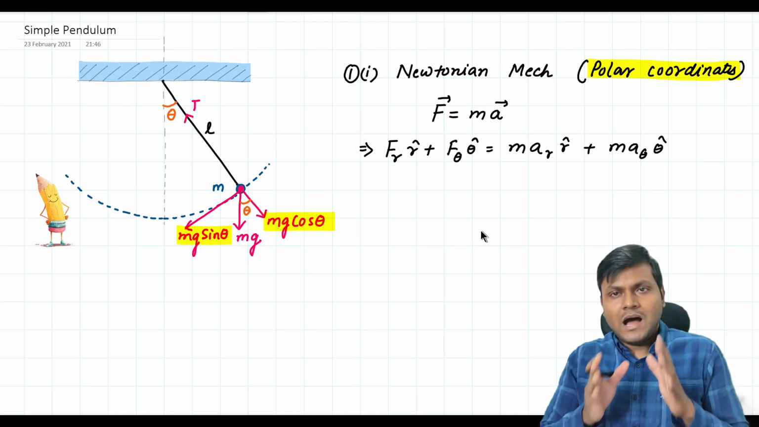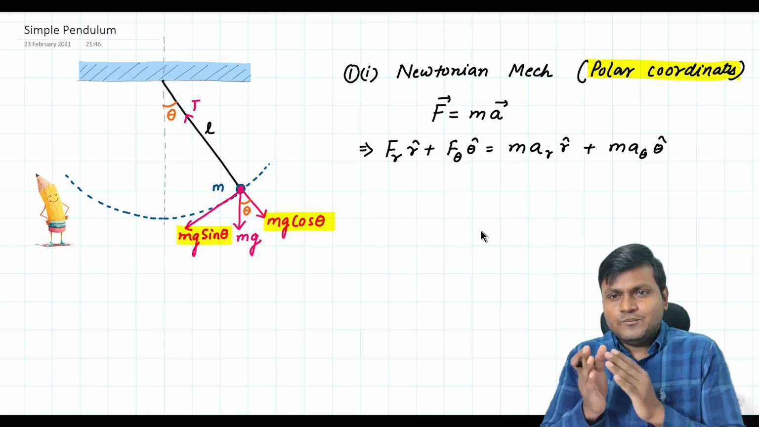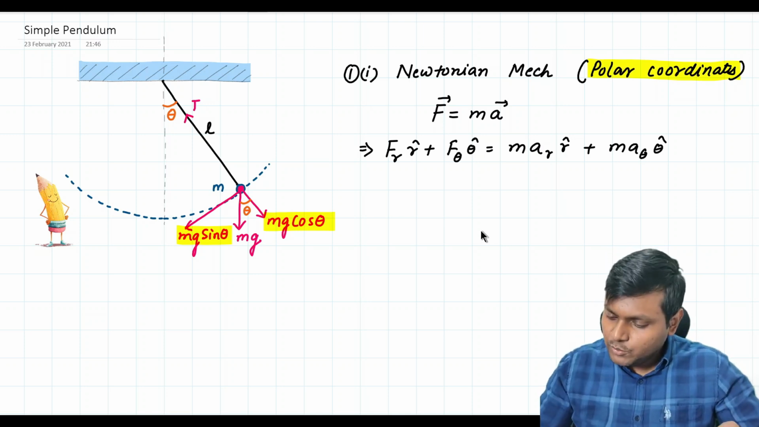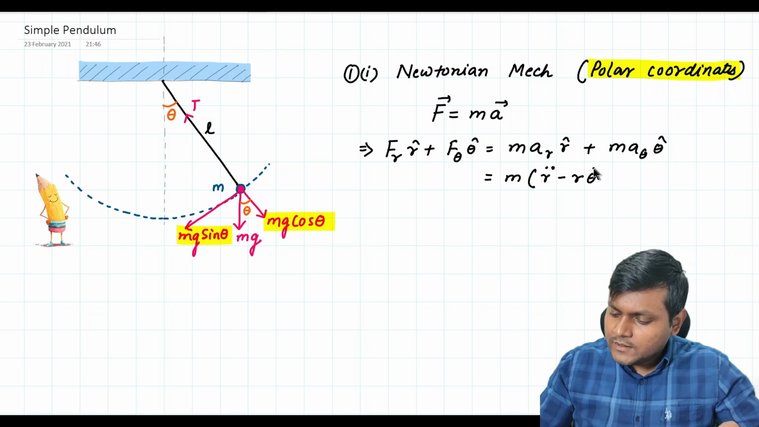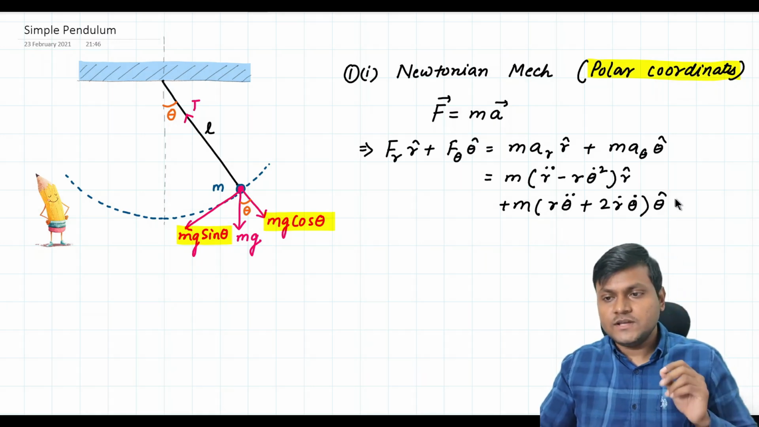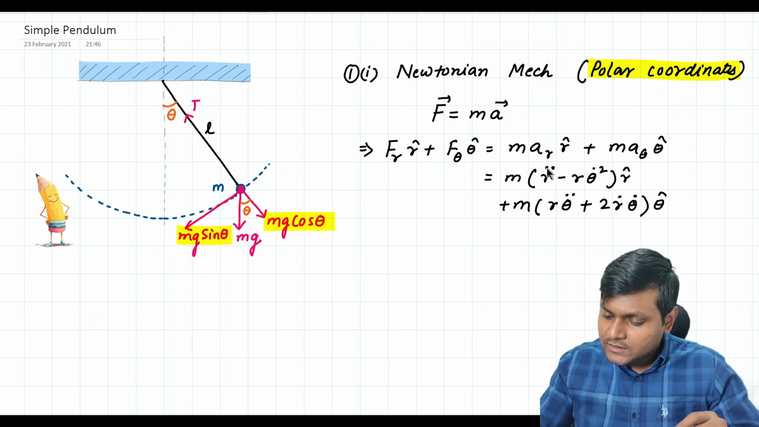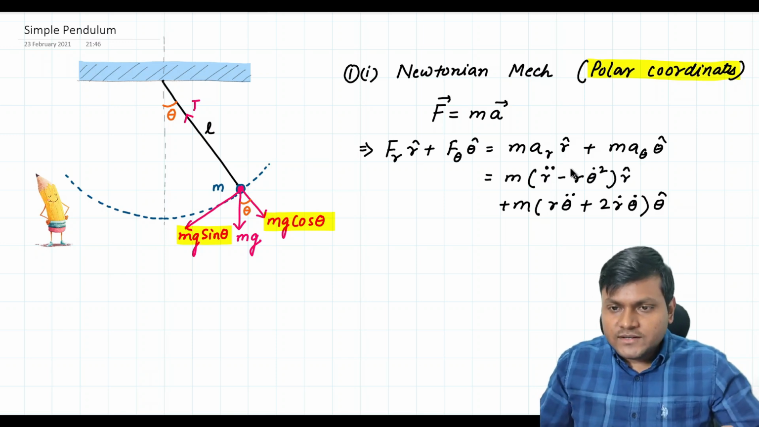Now, if you know how to transform the acceleration terms from xyz to polar coordinates, then you would probably know that the first term here simply represents m (r double dot minus r theta dot squared) r cap, and the second term is m (r theta double dot plus 2 r dot theta dot) theta cap. Don't be scared of the dots here. The dots simply represent time derivatives. A single dot represents a single time derivative, and the double dots represent a second order time derivative.